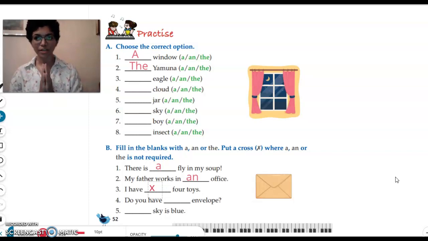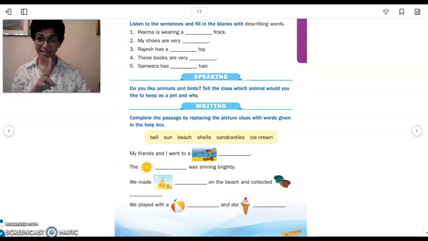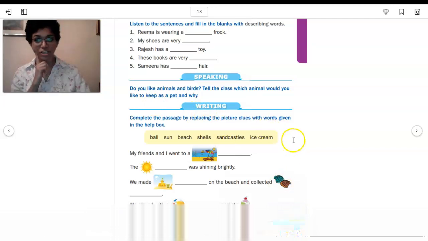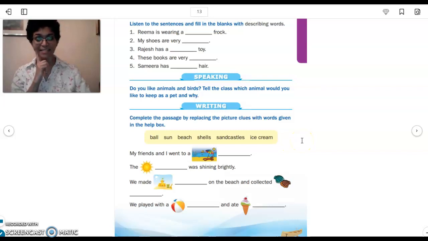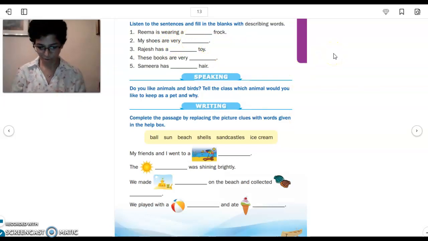Now we are going to the first term textbook. Please take the first term textbook. Sorry, not first term, second term, first book. Okay, page number 7. Now we are going to listen to a few phrases and you have to write the answer. I'm going to make you listen to the audio and you have to write the answers.